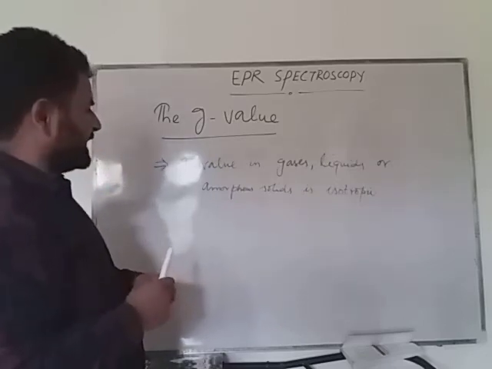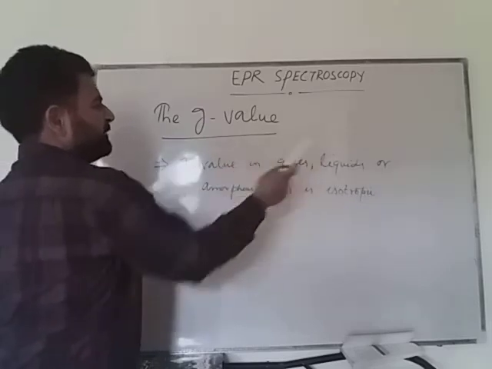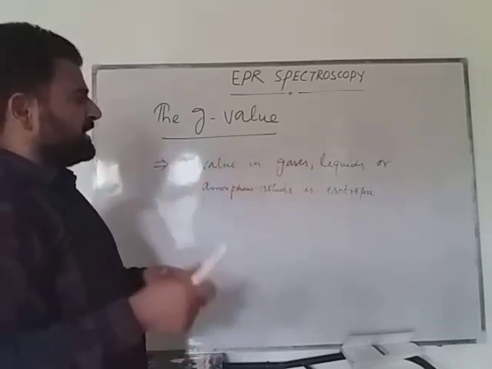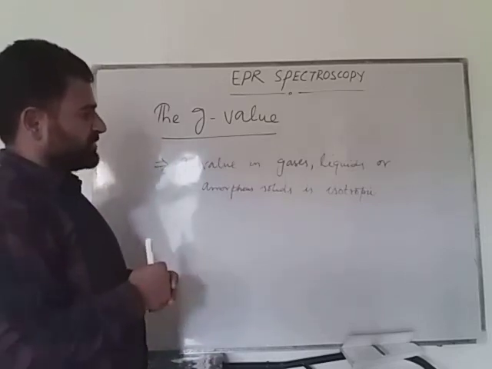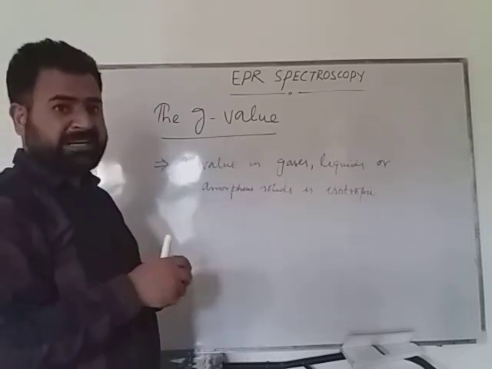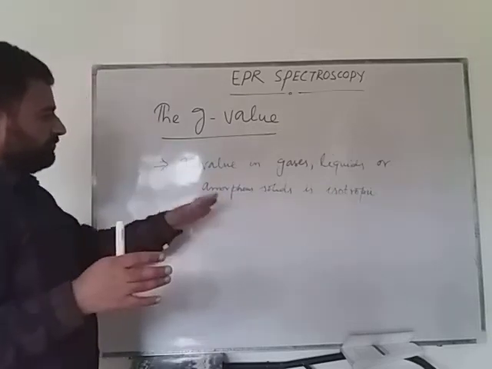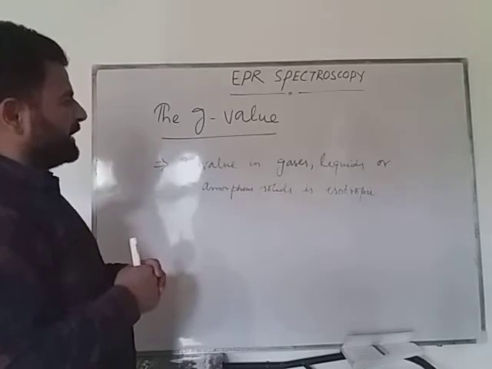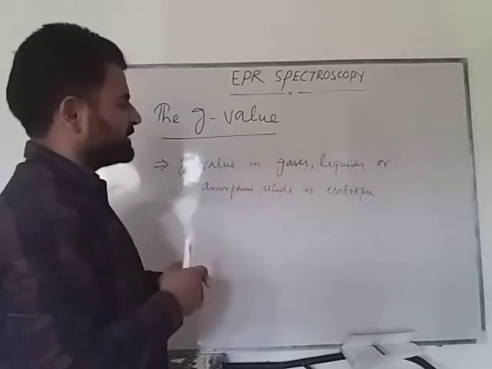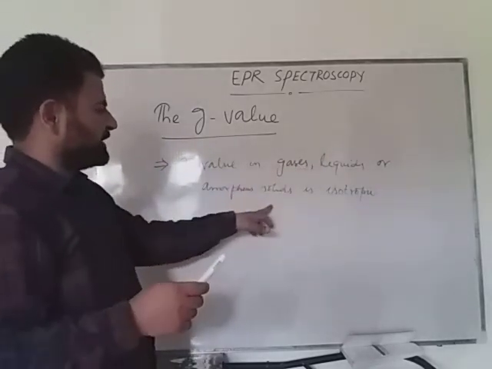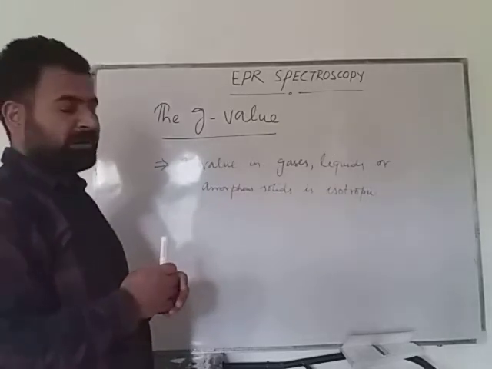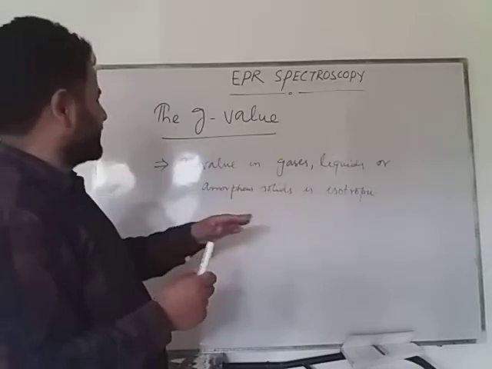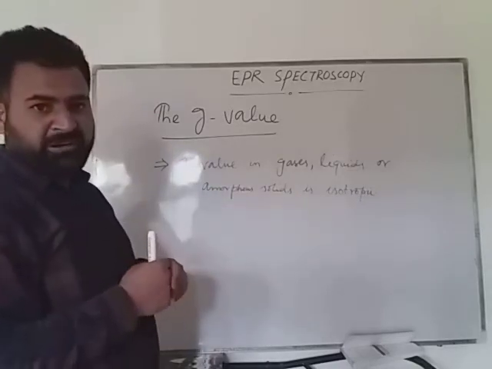Why is it happening like that? Because in case of gases and liquids, we can say that due to the fast tumbling of the molecules, the anisotropic effect will be nullified. So there will be no directional properties in case of gases and liquids. But in case of amorphous solids, as we know, they are also isotropic, they have long range order. So they also show isotropy in case of the measurement of g value.